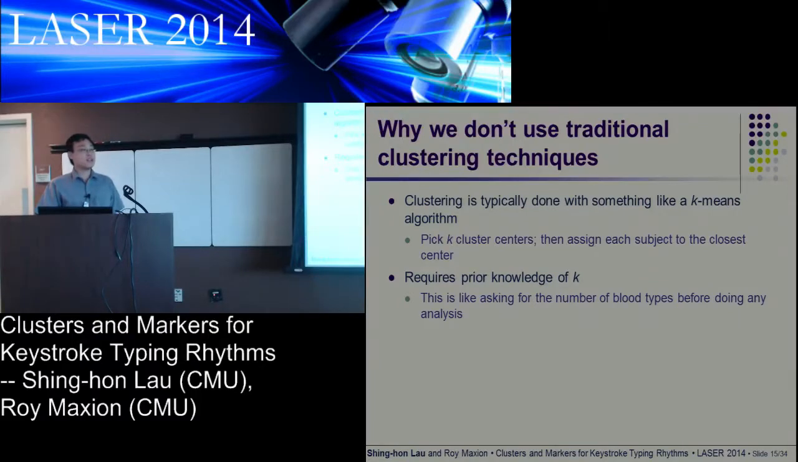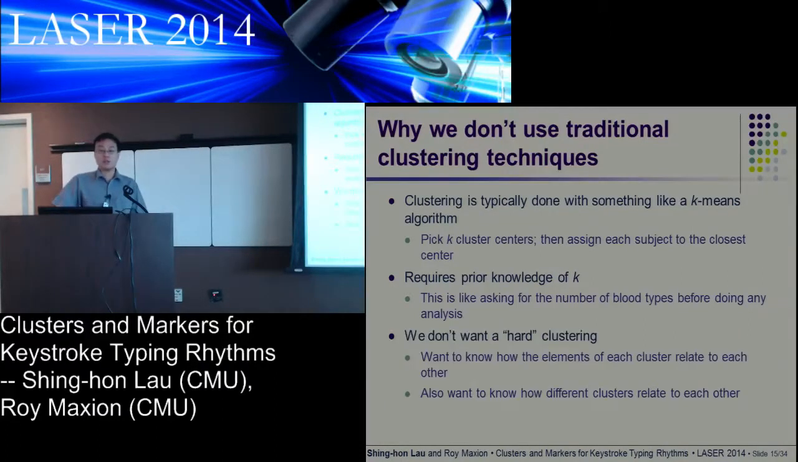The first is that using k-means or anything like it requires prior knowledge of k, that is, the number of clusters in the data. This would be kind of like asking a researcher working on blood, well, how many blood types are there? But you can't look at anybody's blood before you answer that question. Right? It's kind of an impossible task. There could be 2 clusters. There could be 2,000. We just don't know.